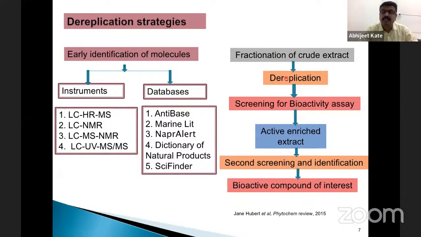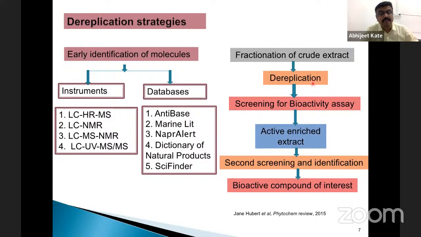So in this case, we have fractionation of crude extract, then we apply this de-replication analysis, and then we screen for bioactivity. Then we get the active NRE. So for example, here you have 100 plants, you have de-replicated, you selected 5, and then for those 5 you have conducted activity, and then you perform the bioactivity here. In another way, imagine that you have changed the second position of de-replication to the third position.